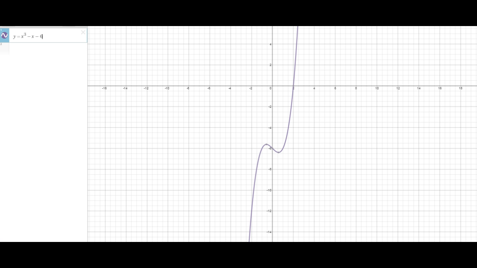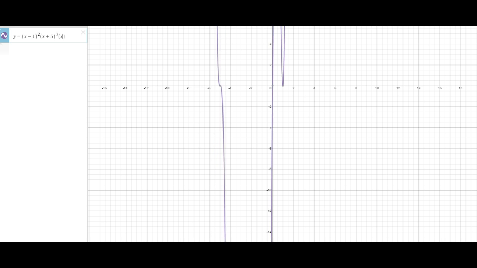Okay, let's just graph the equation. I'm just going to do it here. All right, what did we have? X minus 1 squared, x plus 5 cubed, x squared plus 4. Okay, so there we go.